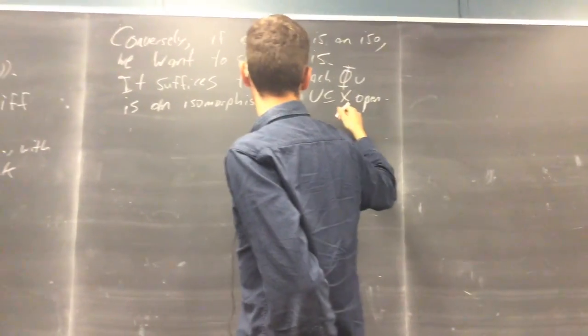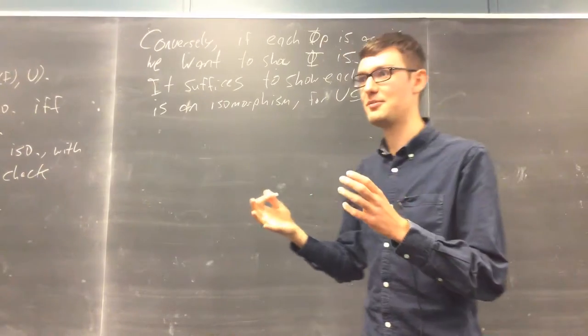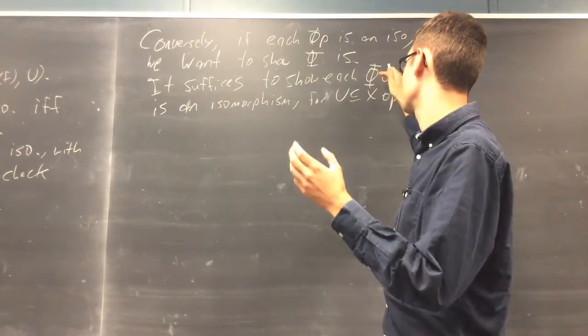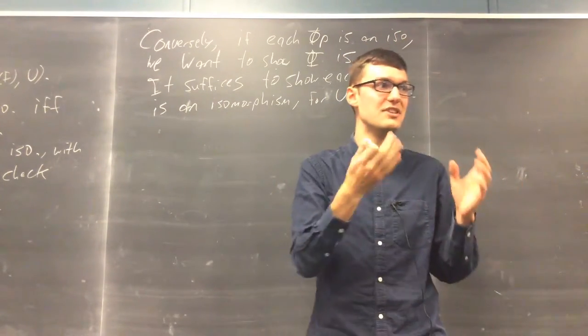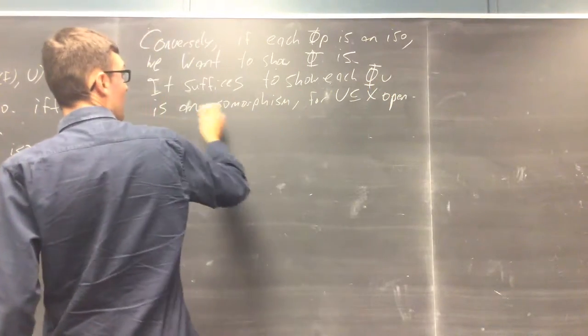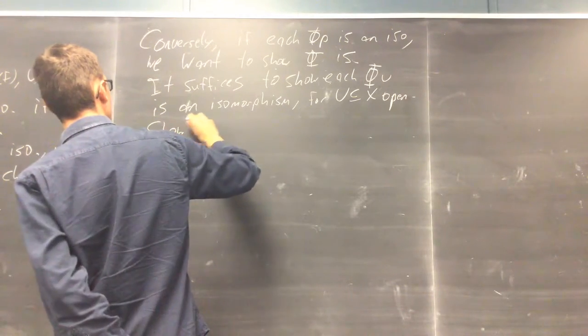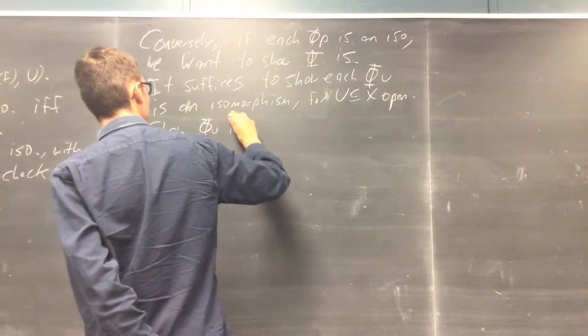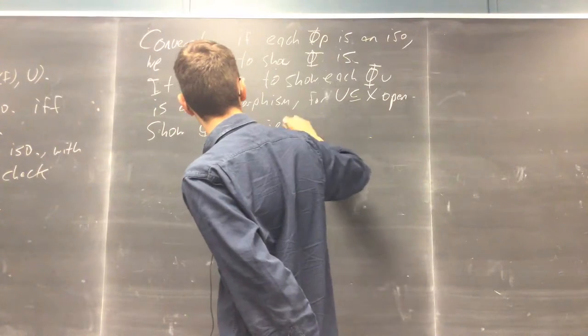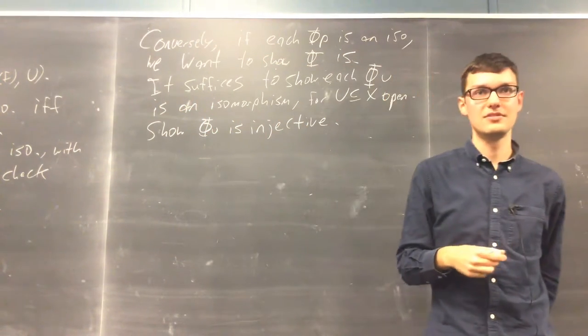And for our entire lives, we're working in categories where we can deal with elements, so in particular, these things are isomorphisms exactly when they're injective and surjective maps. So that's the way we're going to be doing it. Okay. So we show phi u is injective first. This is not bad.